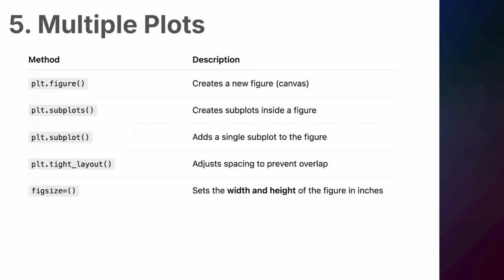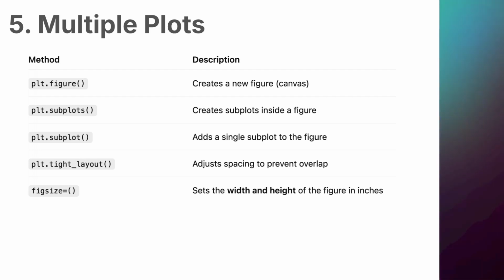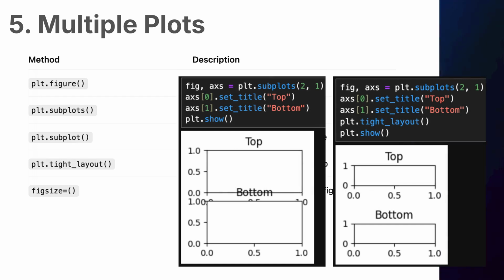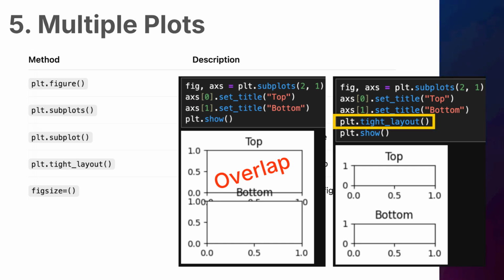Next, tight layout. When using multiple plots, sometimes it becomes necessary to adjust the layout. The tight layout automatically adjusts spacing between subplots or elements so they don't overlap. For example, the left one doesn't include the tight layout and overlaps. The right one is improved with the tight layout.